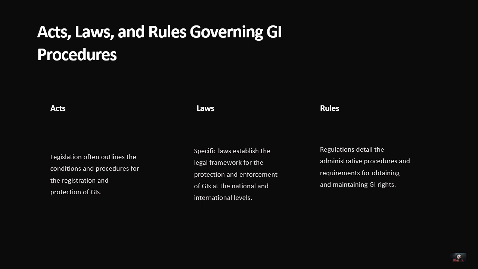Next, the Acts, laws, and rules governing GI procedures. Acts: legislation often outlines the conditions and procedures for the registration and protection of GIs. Laws: specific laws establish the legal framework for the protection and enforcement of GIs at the national and international levels. The rules: regulations detail the administrative procedures and requirements for obtaining and maintaining GI rights.